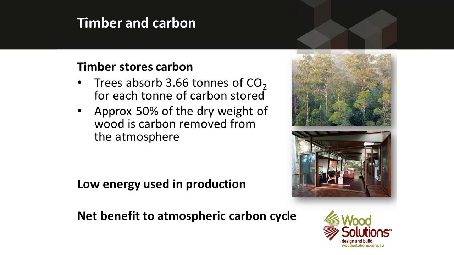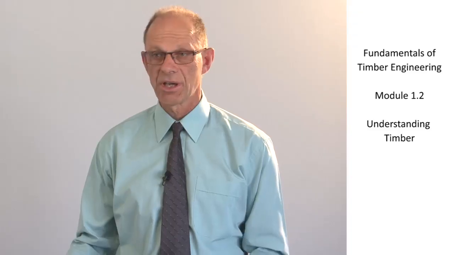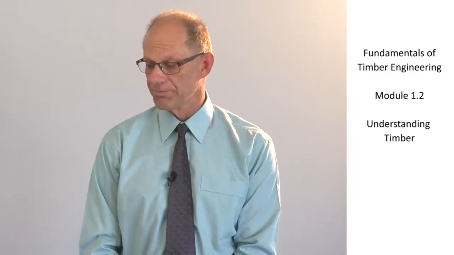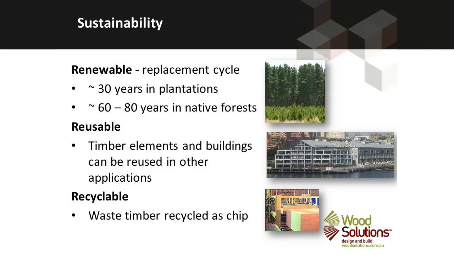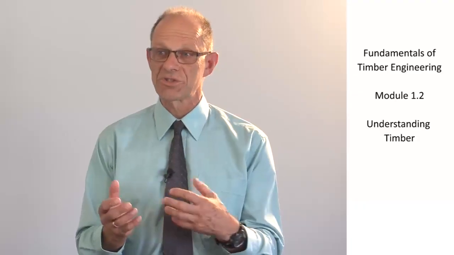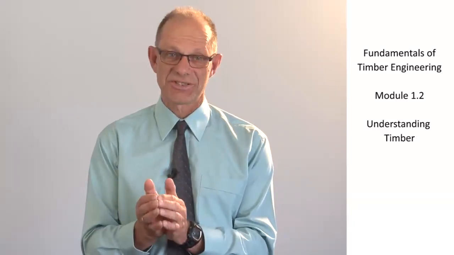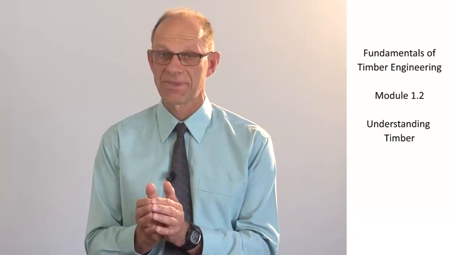So trees are really good at removing carbon from the atmosphere, and the longer the timber is in service, the more the carbon is out of the atmosphere. Using timber is actually beneficial to the atmospheric carbon cycle. Timber is renewable. It takes about 30 years to grow a tree in a plantation forest to create structural timber. Thinking of it in terms of personal use of timber, it takes about 10 minutes for Australia's forests to grow enough timber to produce a single house.